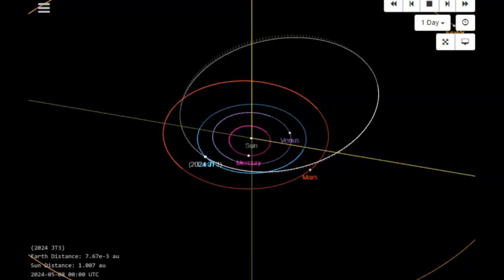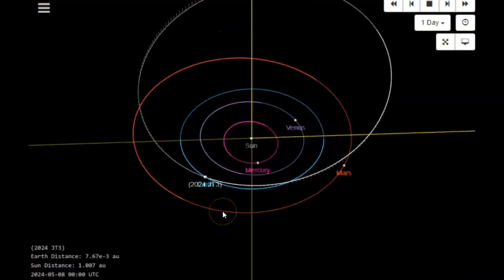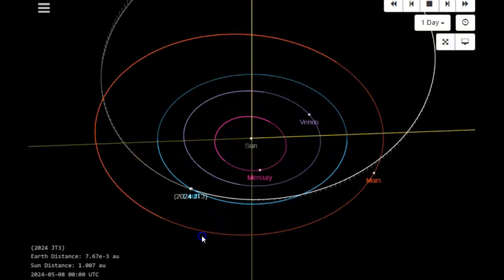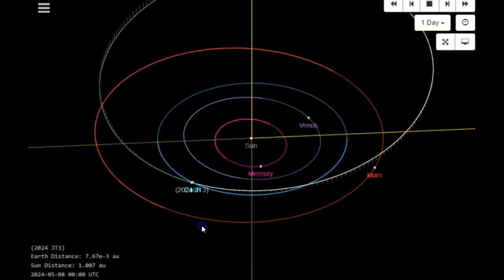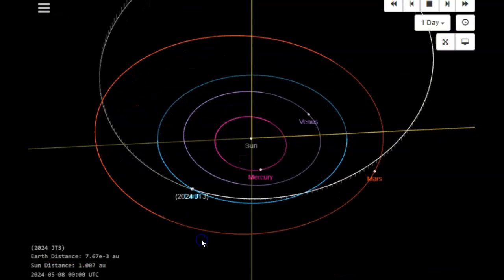Ladies and gentlemen, we have two space rocks or near-Earth objects, NEOs, inbound for tomorrow, May 9th. This was just released by JPL. We're going to start off with 2024 JT3. It's a rock that's about 20 feet in diameter, so not a very large rock, not coming in at a huge inclination. And, well, that's the good part.